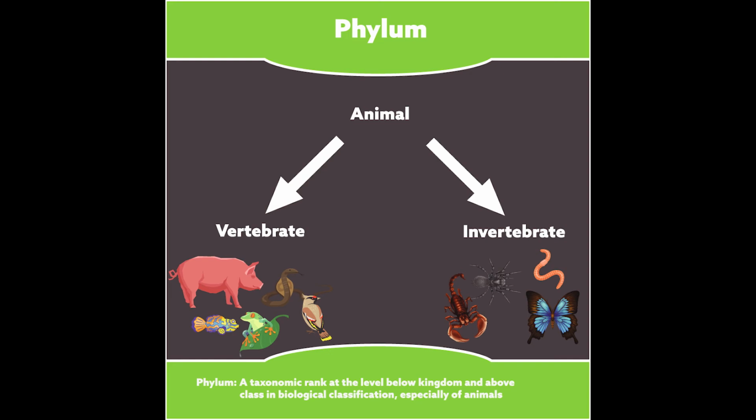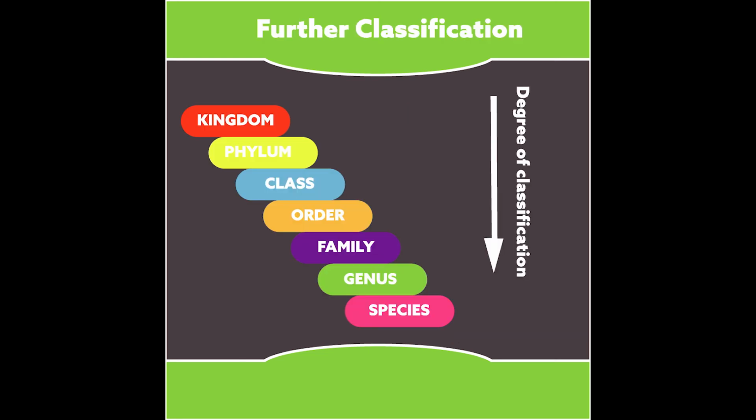Okay, so an example would be in the kingdom animal, there exist 2 categories, vertebrates and invertebrates. Vertebrates are animals that have a backbone inside their body. The major group includes fish, amphibians, reptiles, birds, and mammals. And invertebrates don't have a backbone. They either have a soft body like worms and jellyfish, or a hard outer casing covering their body like spiders and crabs.